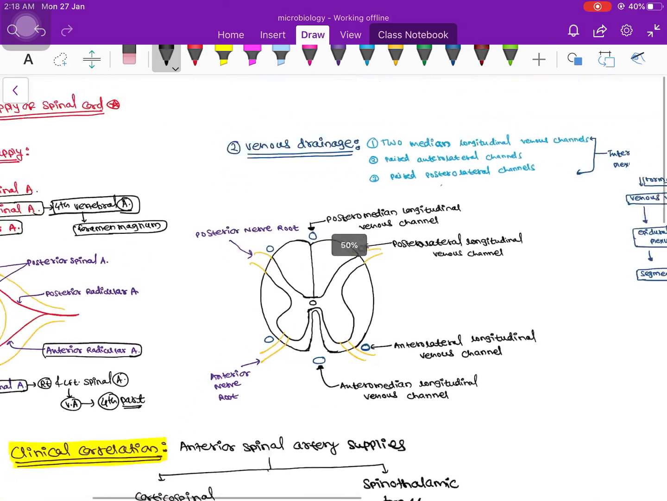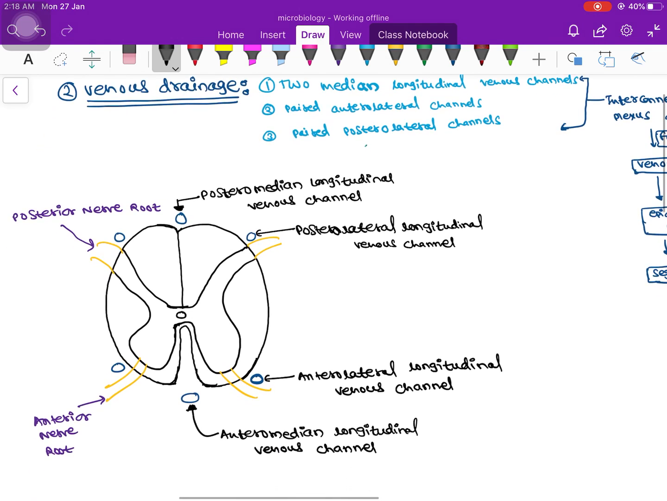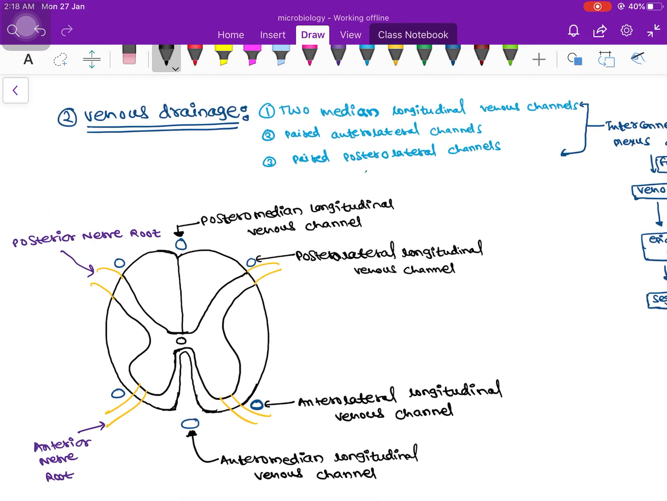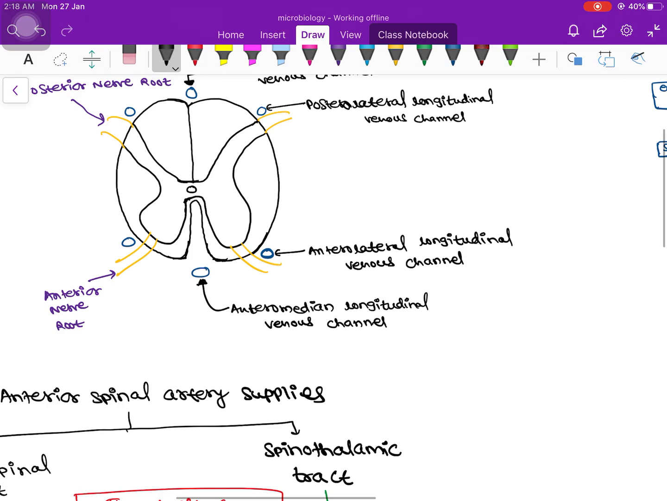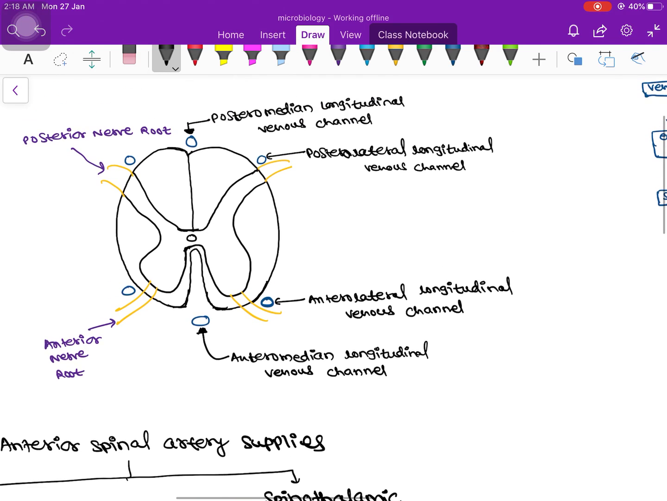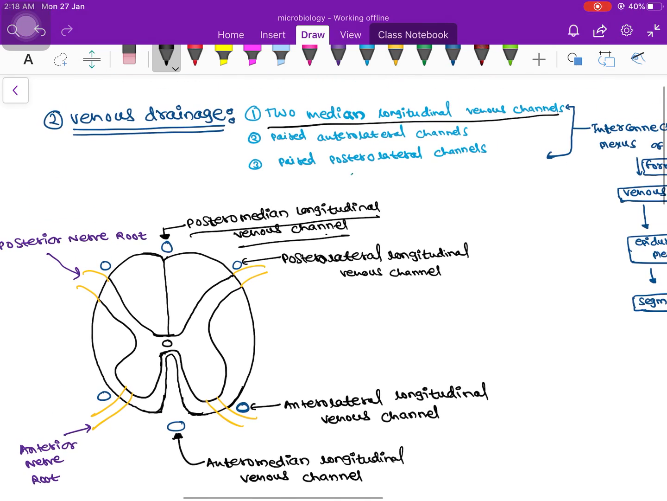Now we will come to the venous drainage of the spinal cord. So spinal cord is mainly drained by 6 veins. So these are two median longitudinal venous channels, like anteriorly there is anteromedian longitudinal venous channel. Then posteriorly there is posteromedian longitudinal venous channel, and there are paired anterolateral channels and paired posterolateral channels.